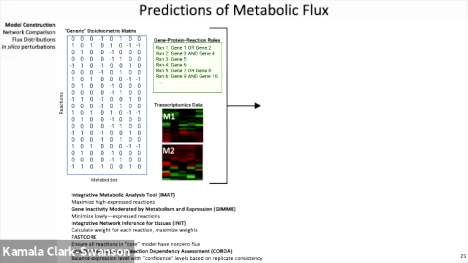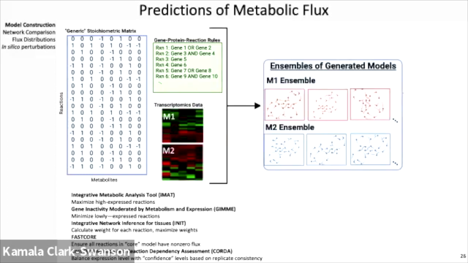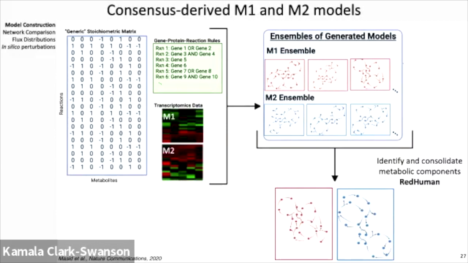And I mentioned there are different tools to do this data overlay. We didn't know which one to choose and didn't really want to bias the results, so we just tried them all. Even with the same base model and the same data, with different tools each approach generates a single model. And so we got an ensemble of metabolic models that all have integrated that data to generate an M1 or M2 specific cell. And we consolidated those high-confidence metabolic components into M1 and M2 models that we had high confidence in their construction.